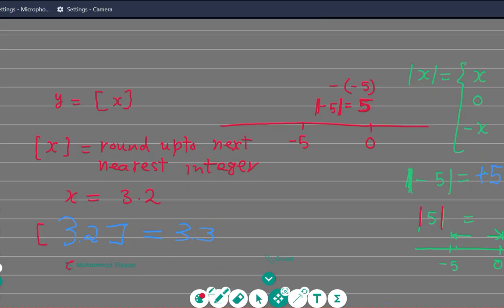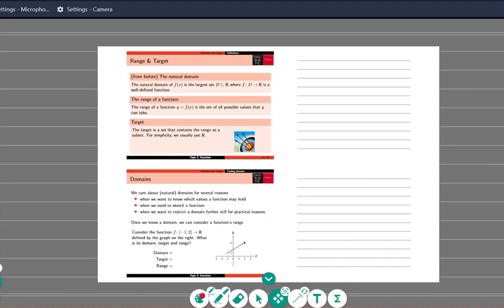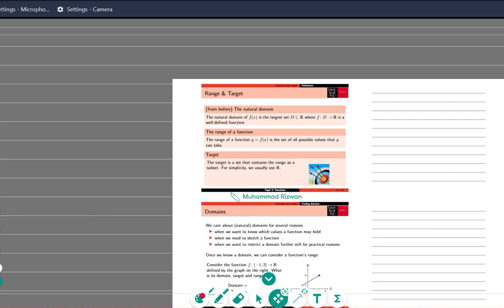So if I say x is equal to 3.8, now write the y value. Write 3.8 and write after rounding. This is a ceiling function. Clear? I think the ceiling function is clear. After the ceiling function, I will try to upload the domain.